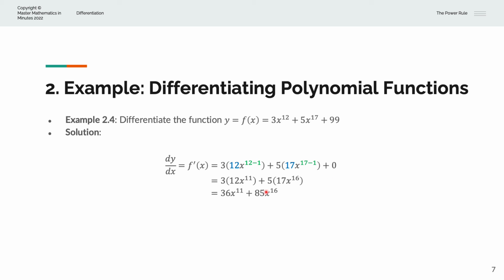And so simplifying that, we have 3 times 12 times x to the power of 11 plus 5 times 17 times x to the power of 16. And simplifying that even further, we have 3 times 12 is equal to 36 times x to the power of 11, and plus 5 times 17, we have 85 times x to the power of 16. Again, there are two steps. First step is to copy the power to the front. And the second step is to reduce the power by 1.